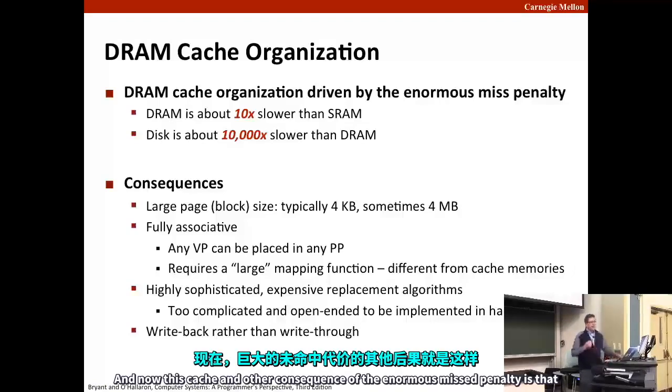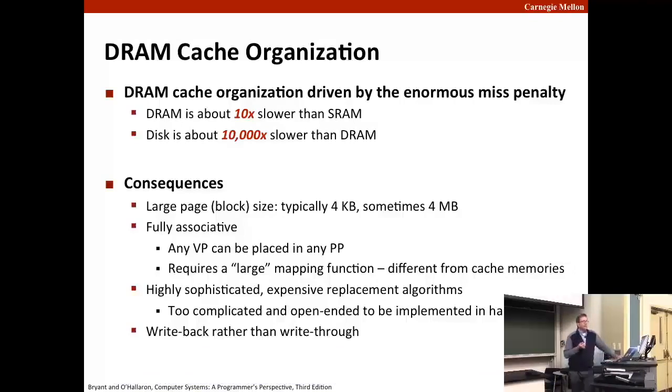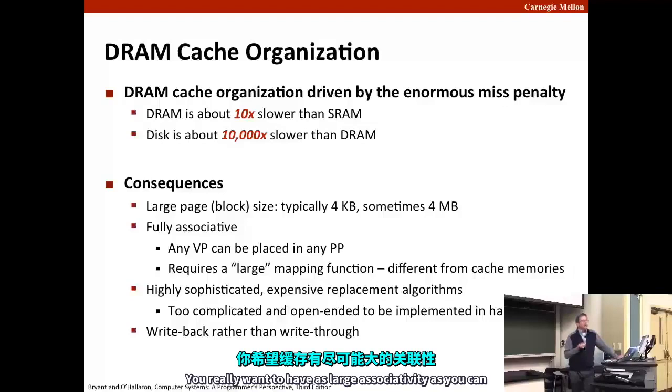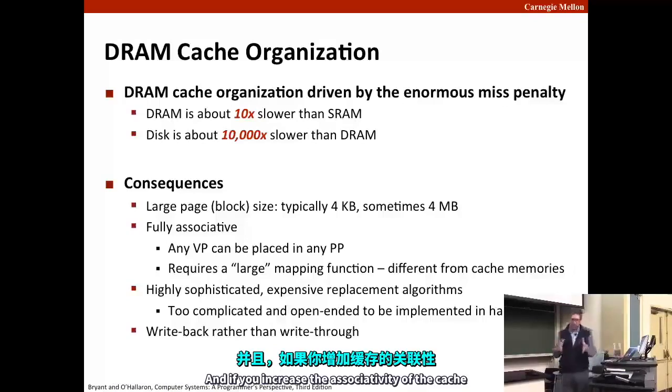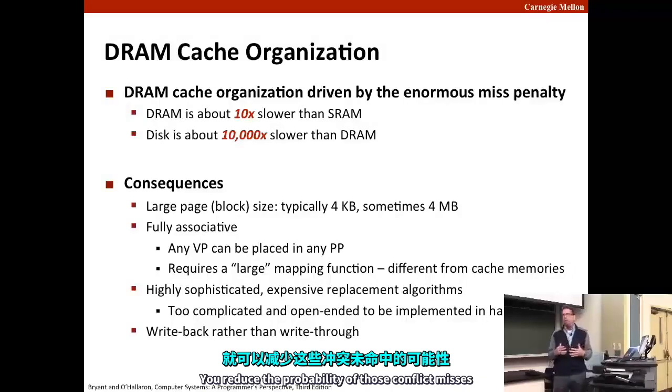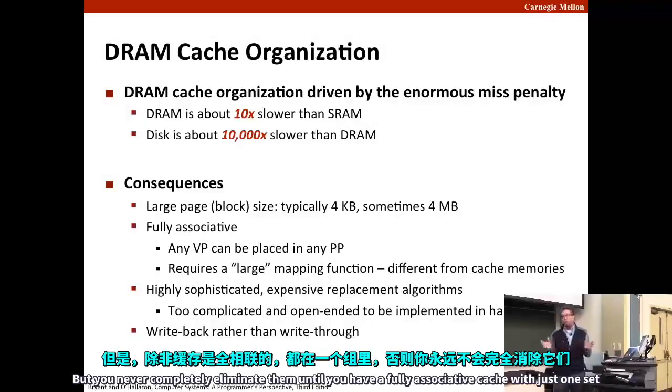And now this cache, another consequence of the enormous miss penalty is that you really want to have as large associativity as you can. You remember we saw with direct map caches that were subject to these conflict misses. And if you increase the associativity of the cache, you reduce the probability of those conflict misses, but you never completely eliminate them until you have a fully associative cache with just one set.